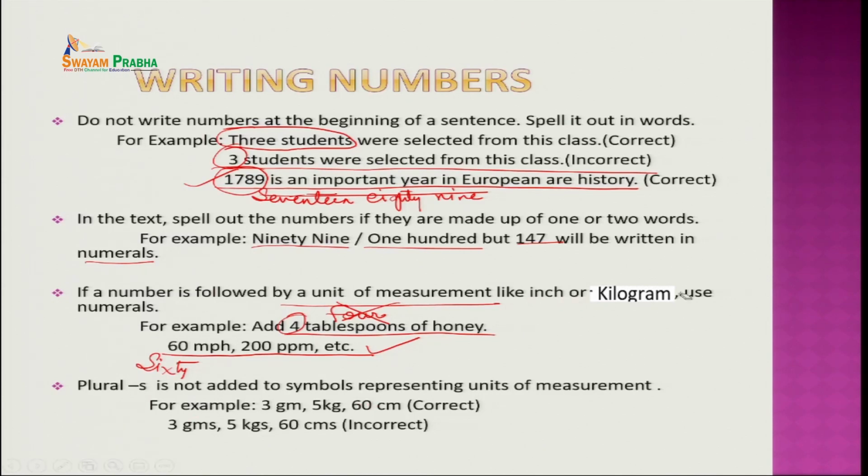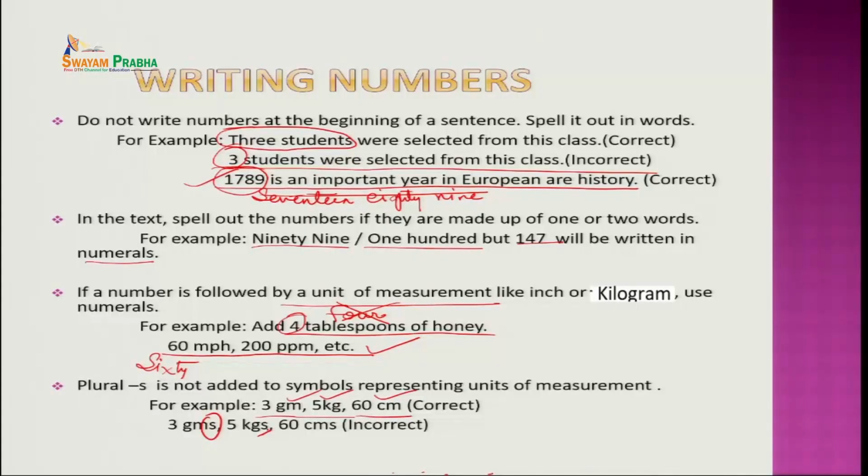Plural S is not added to symbols representing units of measurement. For example, 3 gram, 5 kg, 6 cm. In this condition, this one is absolutely right. But using S at the end is absolutely wrong, because it is indicating the singular unit. No matter if it is 500 kg, you would not write 500 kgs. S will not be used over there. This is again a very important point which you should ponder.